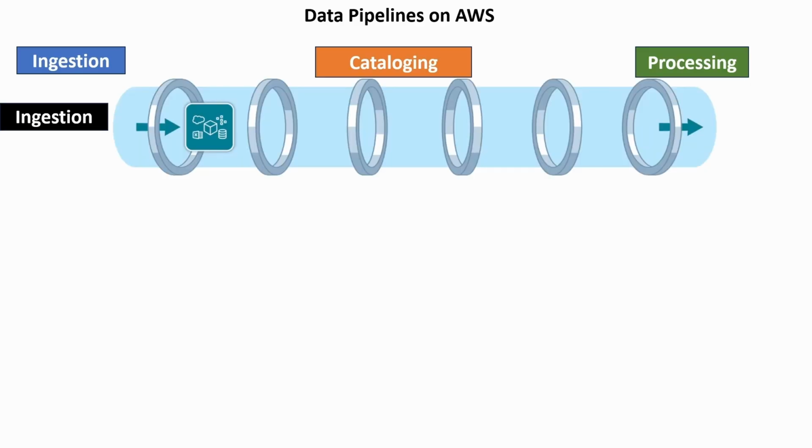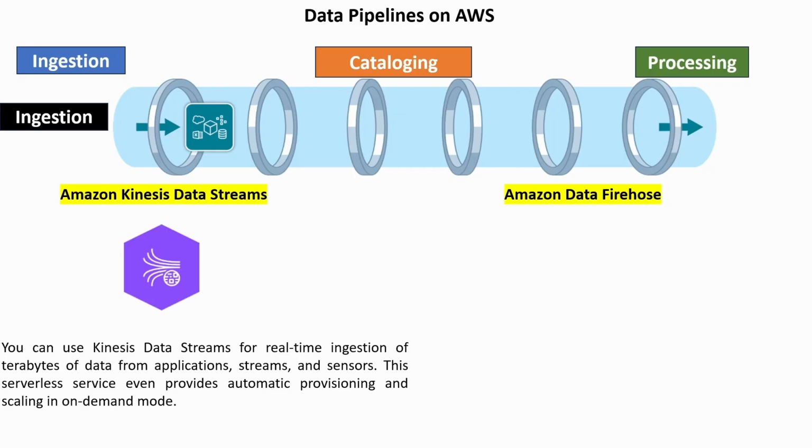Ingestion is getting data in. You can use Kinesis for real-time streaming like stock prices, or Firehose to dump data straight into storage. If we talk about Amazon Kinesis Data Streams, you can use it for real-time ingestion of terabytes of data from applications, streams, and sensors. This serverless service even provides automatic provisioning and scaling in on-demand mode.